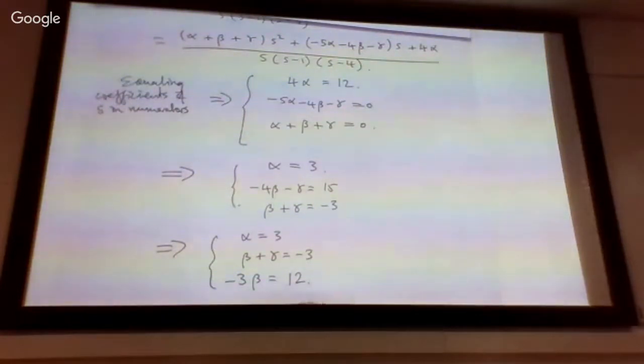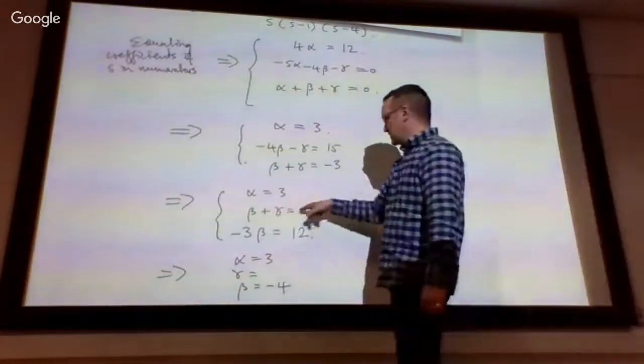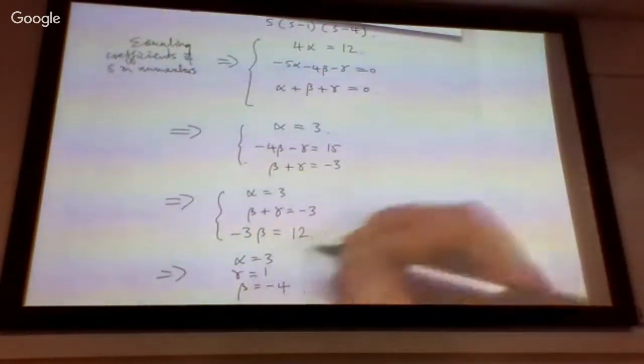So we've already got alpha equals 3. This third equation is telling us that beta is minus 4. Good. So we should be able to read off the solution for gamma. Beta is minus 4, and adding gamma takes it to minus 3. Gamma must be 1.